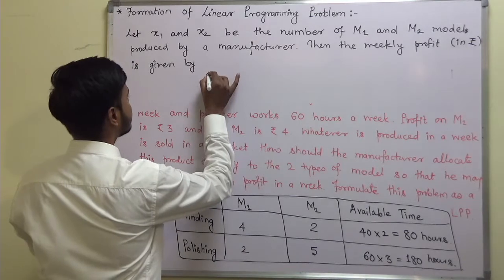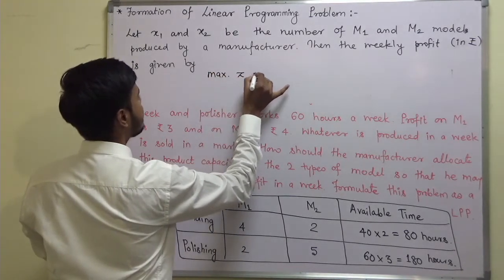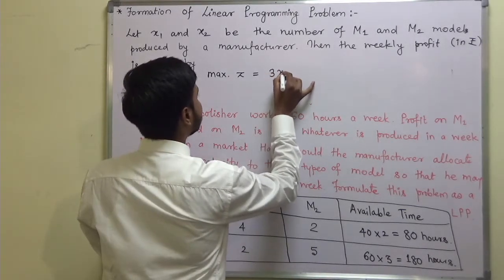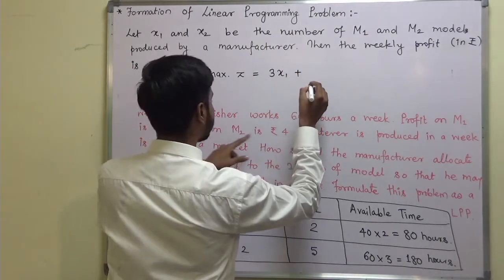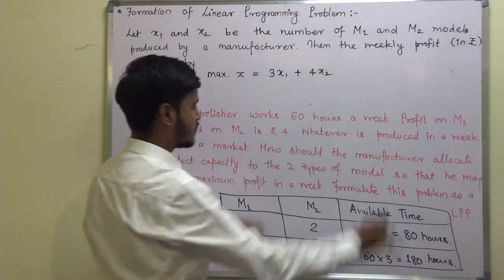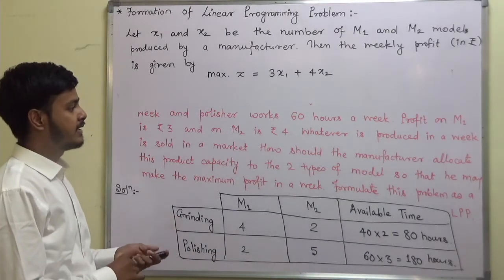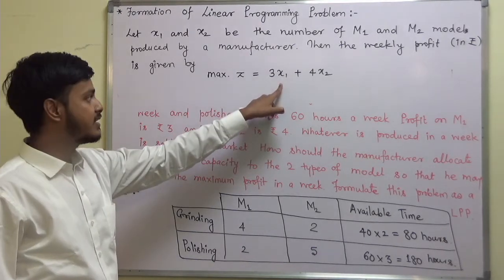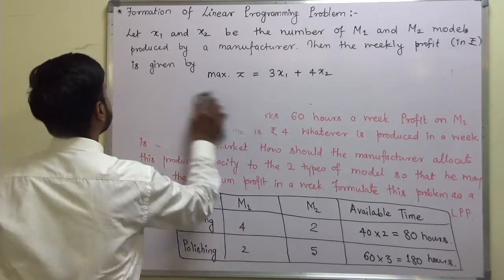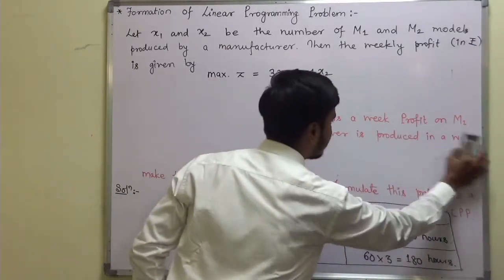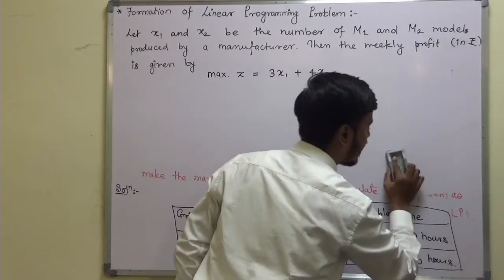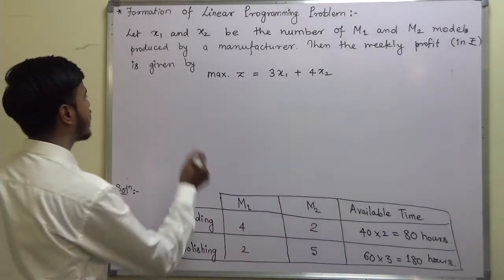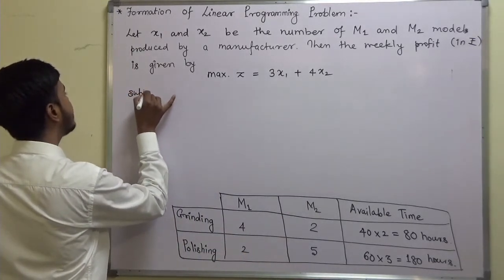So my objective function would be: maximize Z equal to, what is the profit on M1? 3, so 3x1 plus 4x2. Now we have to maximize this objective function 3x1 plus 4x2, and to maximize this profit we have certain constraints. And what are these constraints? These are the constraints.